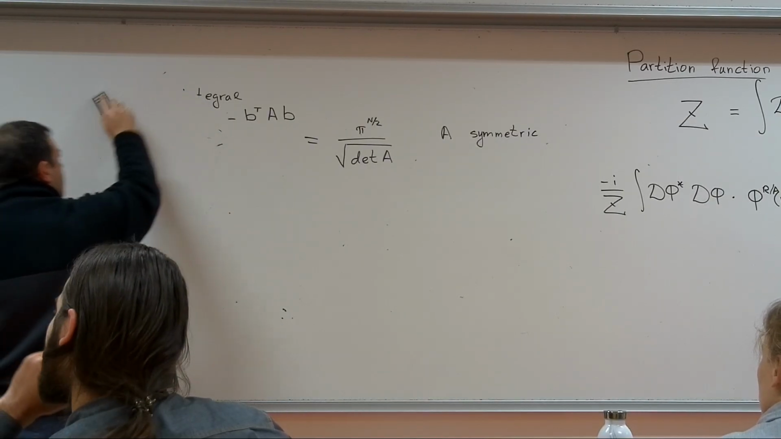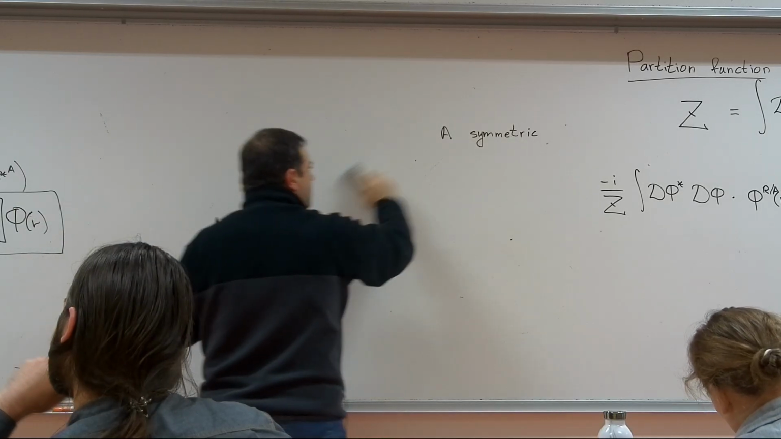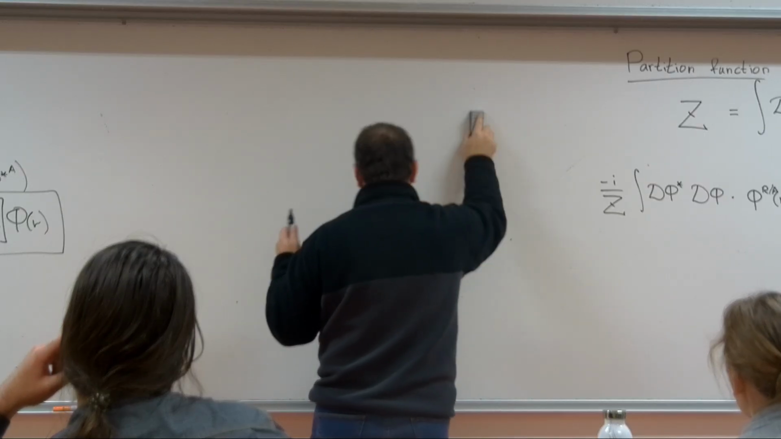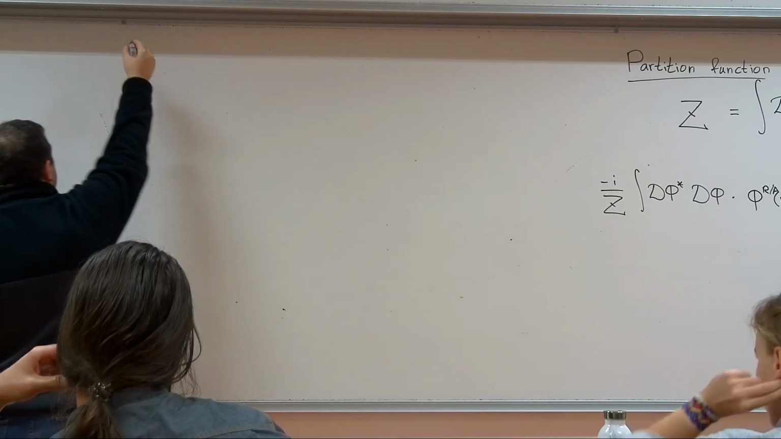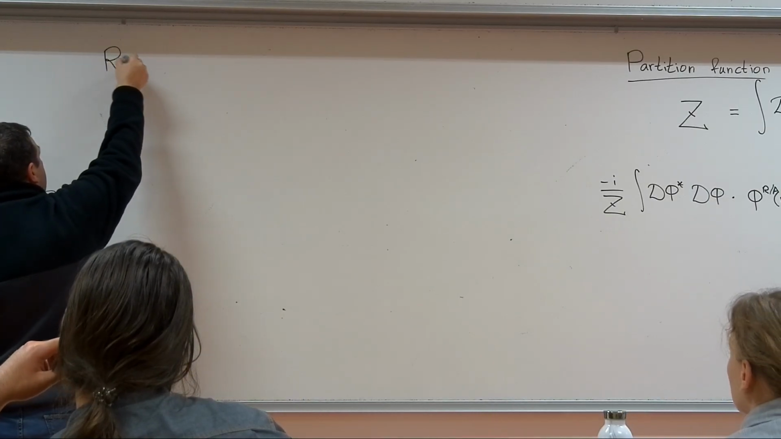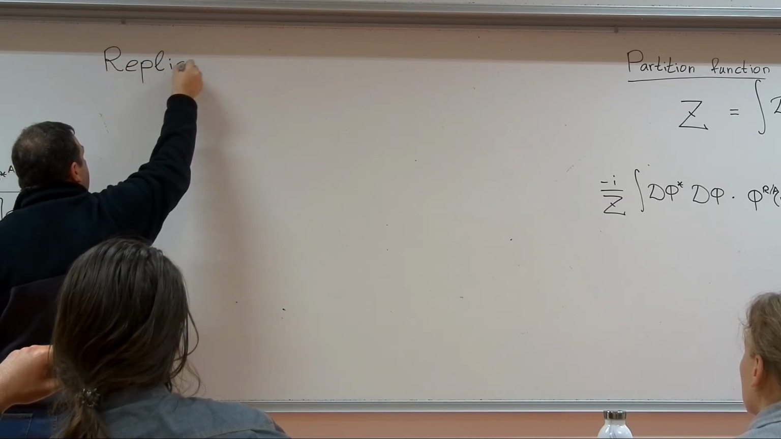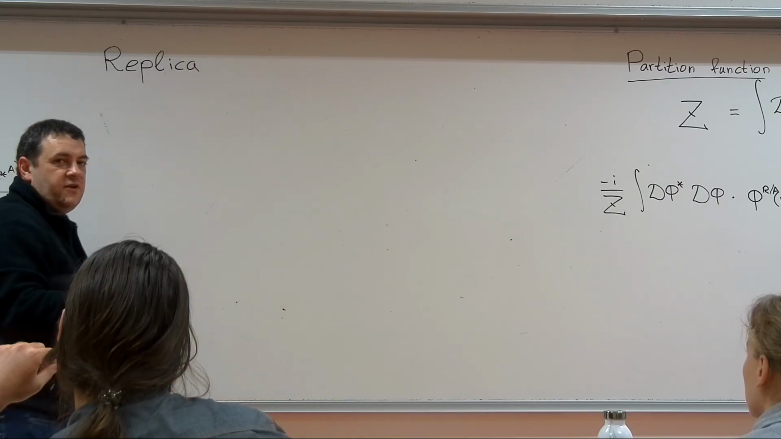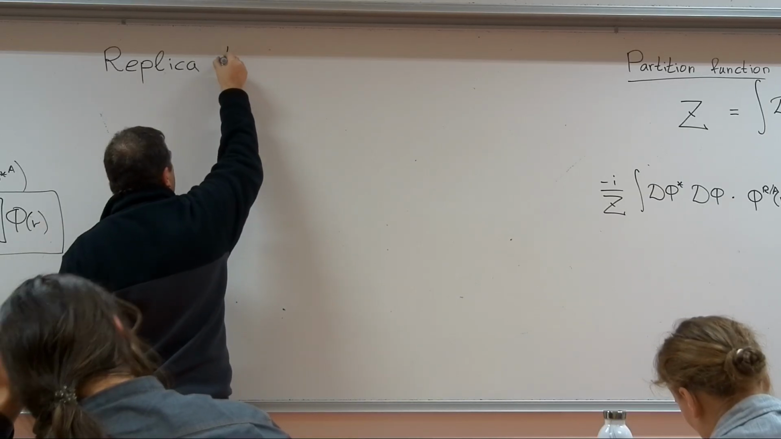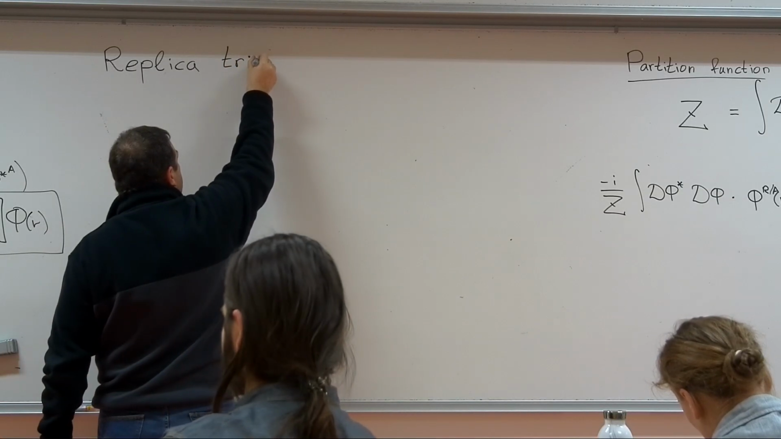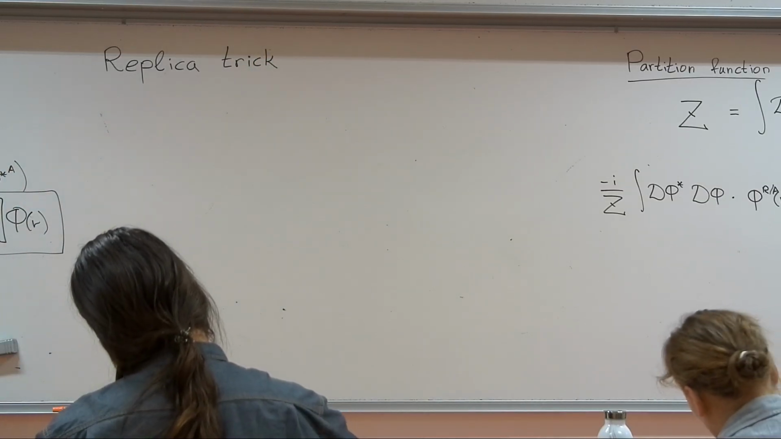So, to overcome this problem, some smart people have invented a smart way to do this, and this smart way is called the replica trick. Actually, they have invented a few ways to do it, and the replica trick is just one of them, but it's the simplest one. The others are trickier than this.